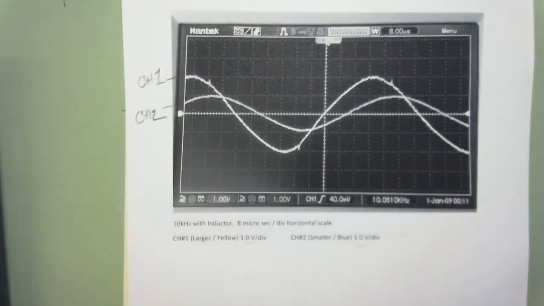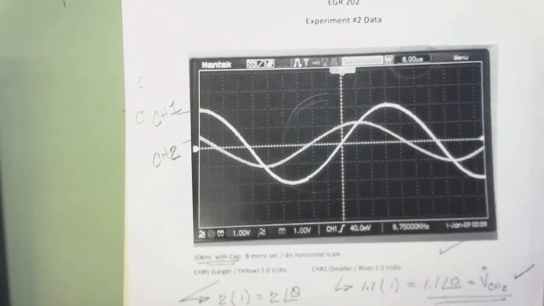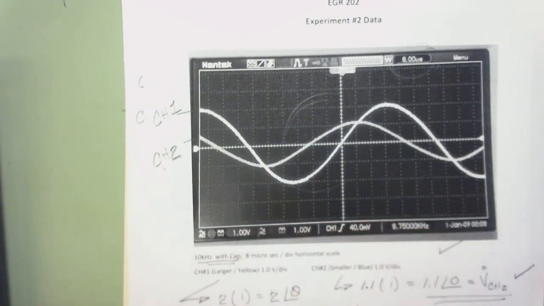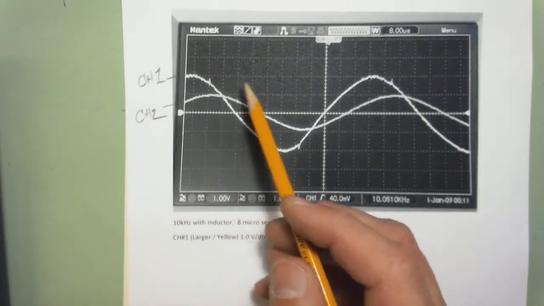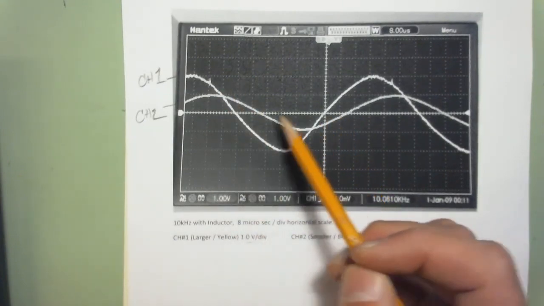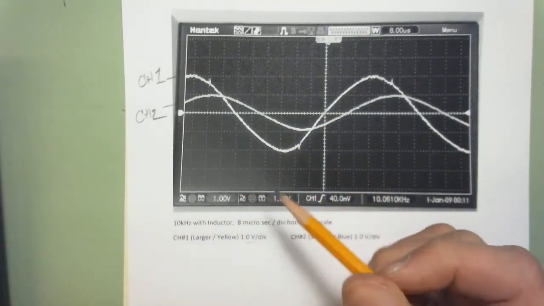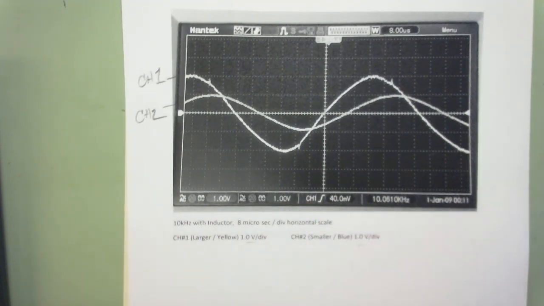What do we have? Looks like channel 1 is leading channel 2, right? I mean, with this one, we had channel 2 leading channel 1. Channel 2 was leading channel 1. And then on this one, channel 1 is leading channel 2. So we would see that this would then be our ELI, or the voltage would be leading the current. So you can go through the calculations on this, very similar to what we did with the capacitor.